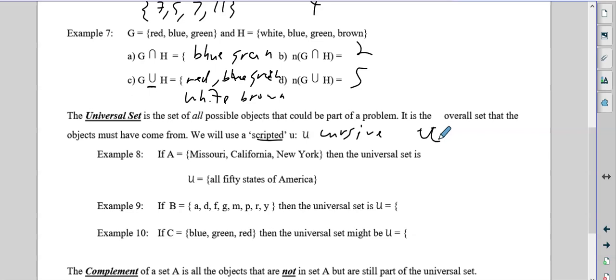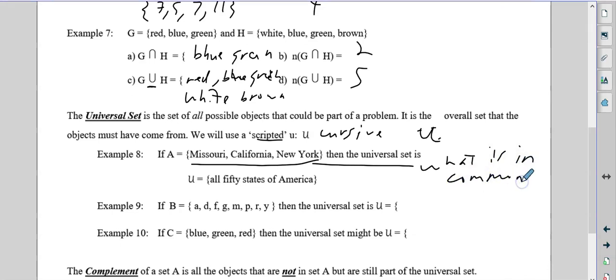So if A is Missouri, California, New York, then the universal set is what? Well, you're basically saying, what do Missouri, California, and New York have in common? Well, they're all states. So the 50 states of America, the states of America, the USA, whatever, anything like that. Just something that would be the name of a set that they all came from.